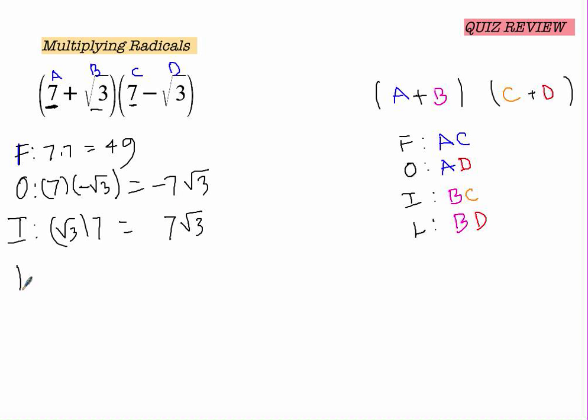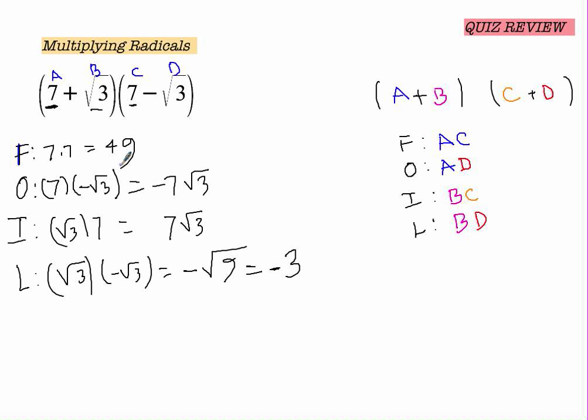Lastly, we have L, which is the last two terms, which is B times D. B is square root of 3. D is minus square root of 3. When we multiply, we get minus, which is outside, and inside we got 3 times 3, that's 9. And square root of 9 is 3, and that's negative.